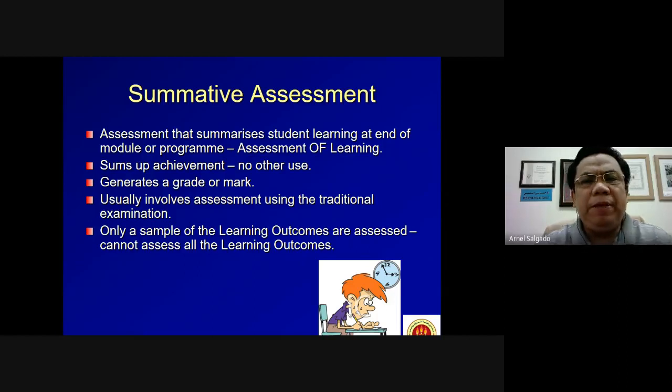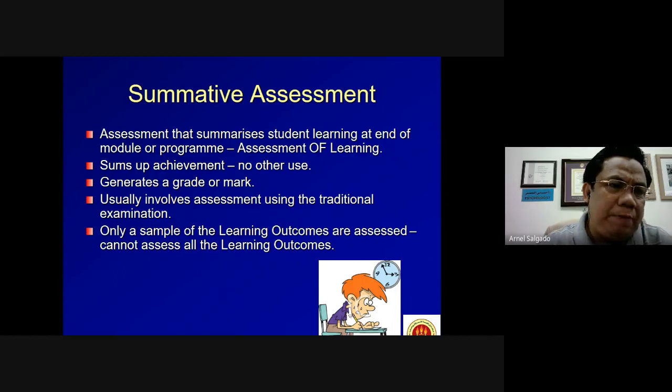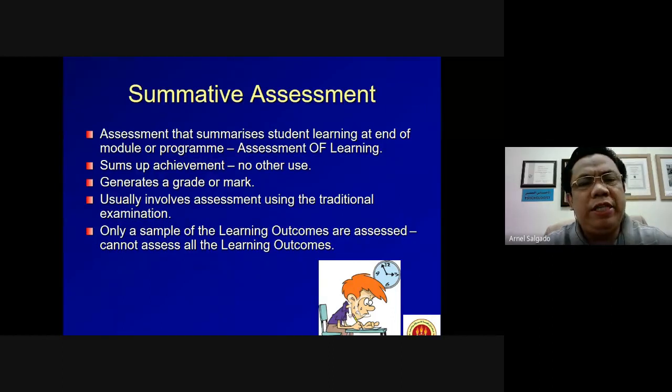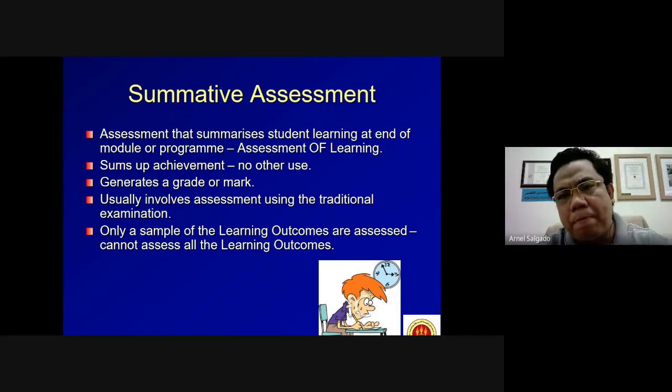Now the summative assessments will generate a grade, just like what I mentioned to you. For a secondary school, it will generate a grade or mark, like in the case of the A level, IGCSE, or AS level. It usually involves assessment using traditional examinations. You have to sit down. For the Indians, I think you give board examinations, or every year there are examinations given by the universities. These are all forms of summative assessment.